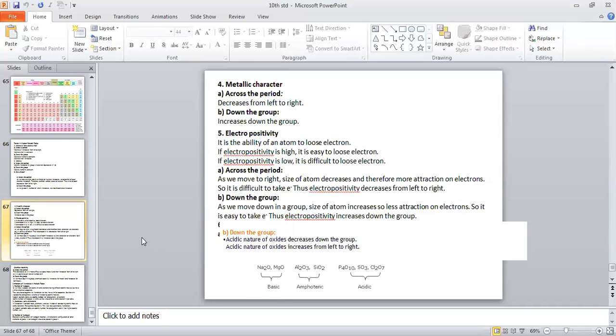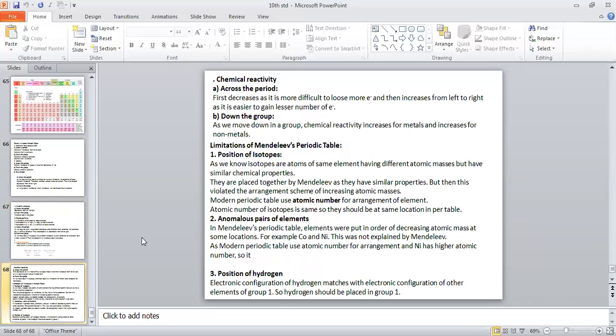Then chemical reactivity decreases across the period, and in the group it increases because it goes from non-metal to metal, and therefore it increases in the group. Then limitations of Mendeleev's periodic table. First is the position of isotopes. This we had studied in Mendeleev's periodic table.